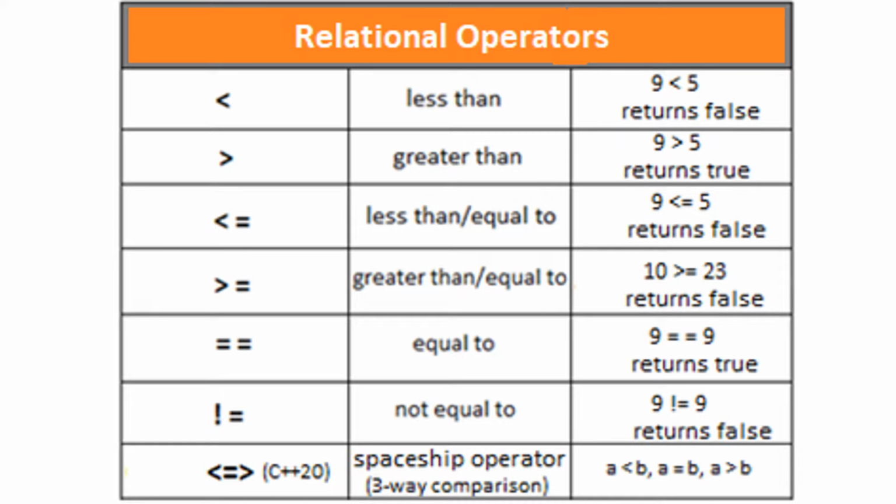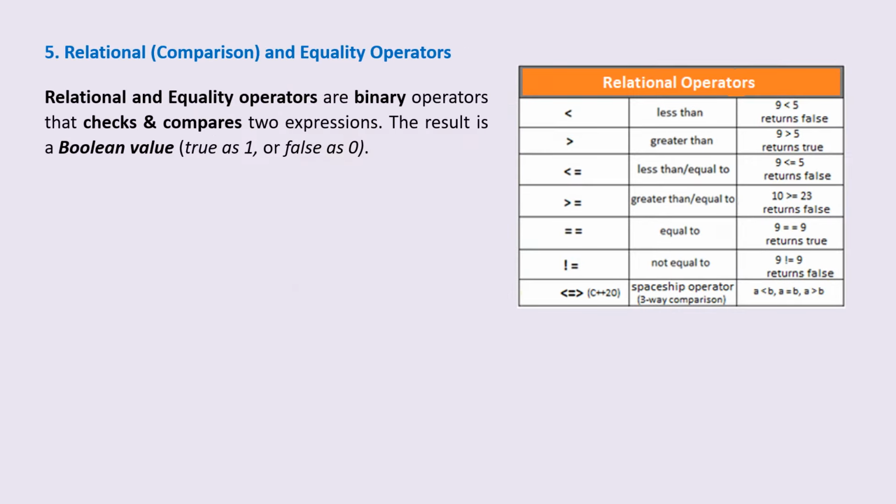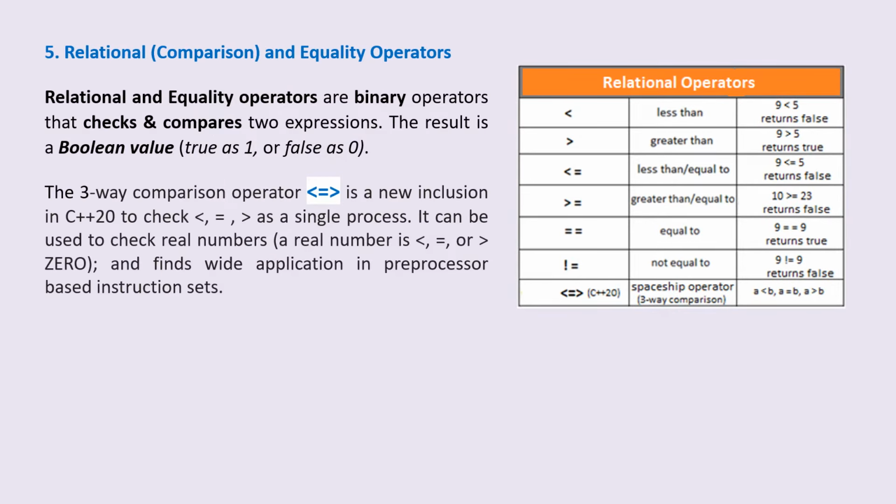The spaceship, or three-way comparison operator, less than, equals, greater than, is a new inclusion in C++20. It checks less than, equals, greater than as a single process. It can be used to check real numbers. Just reminding you that a real number is less than, equals, or greater than 0. It finds wide application in preprocessor-based instruction sets, where numerous real numbers are processed in the fraction of a second.